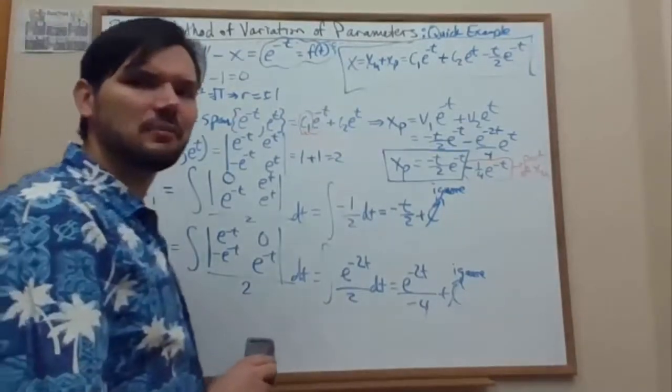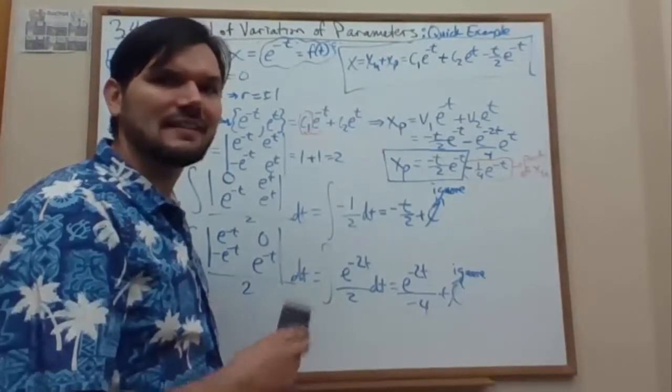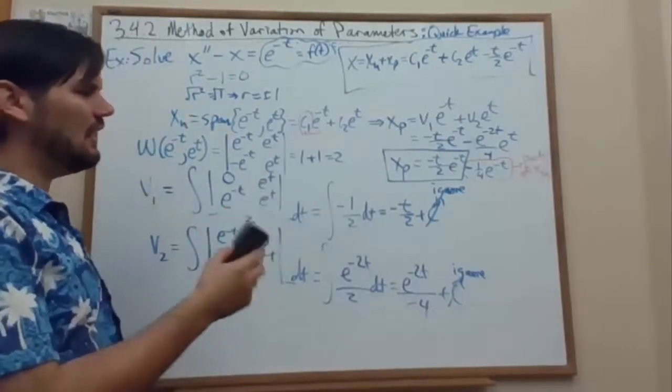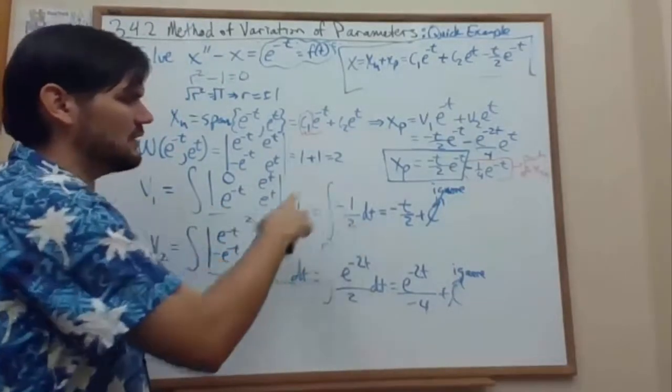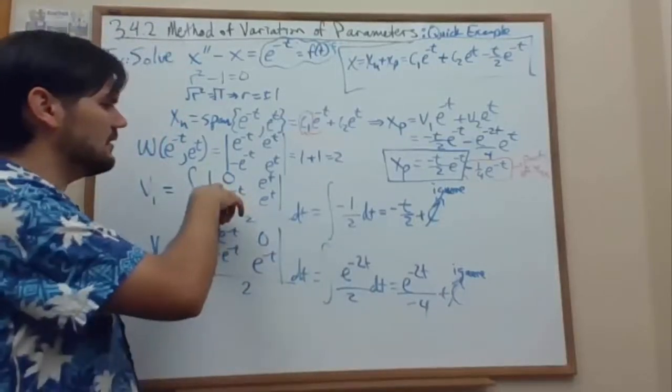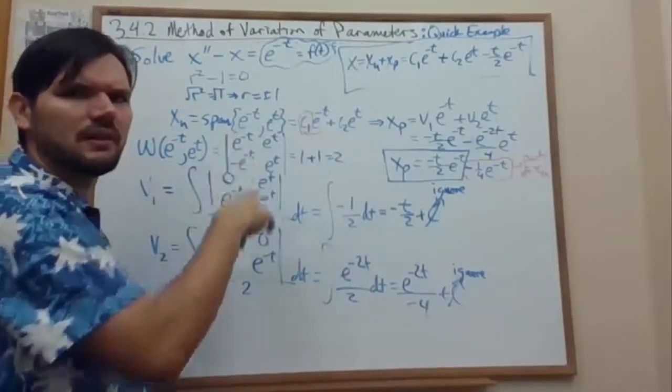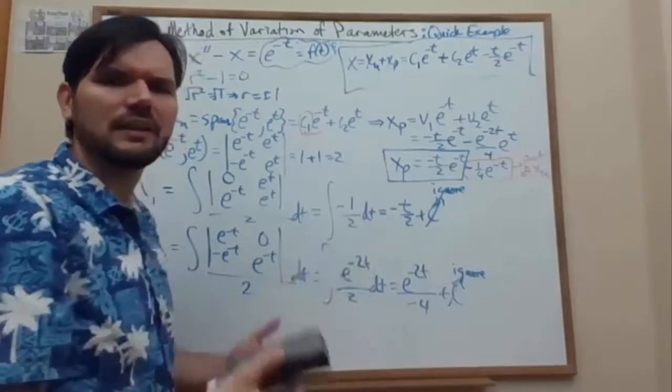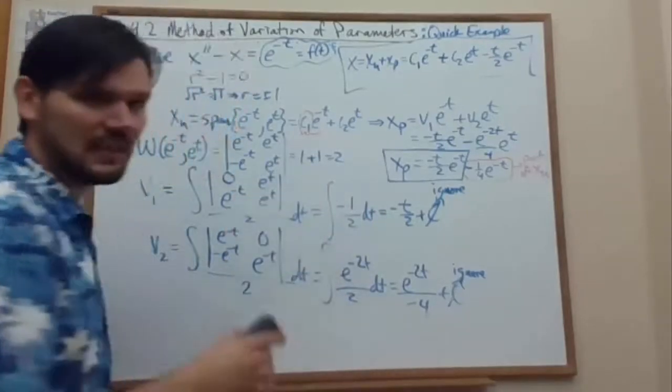Okay, so now we're going to take a break and look at the derivation of how this ratio of Wronskians occurs and why we choose 0 and f of t to be our right-hand side. Well, how do we get two pieces? So that's coming right up.